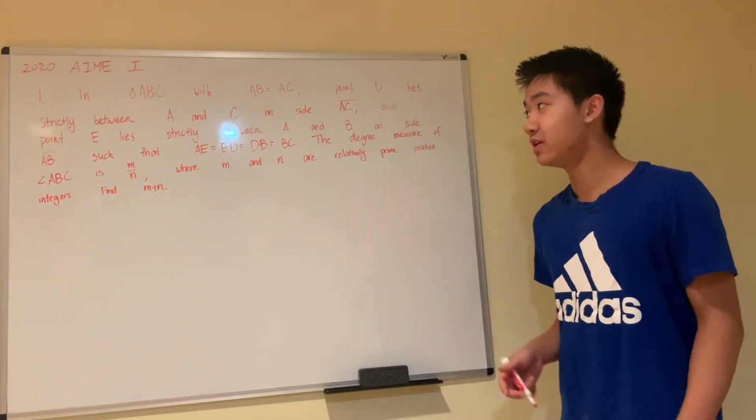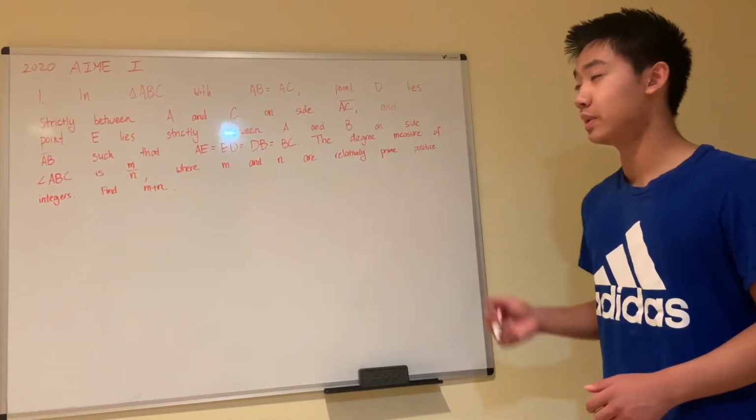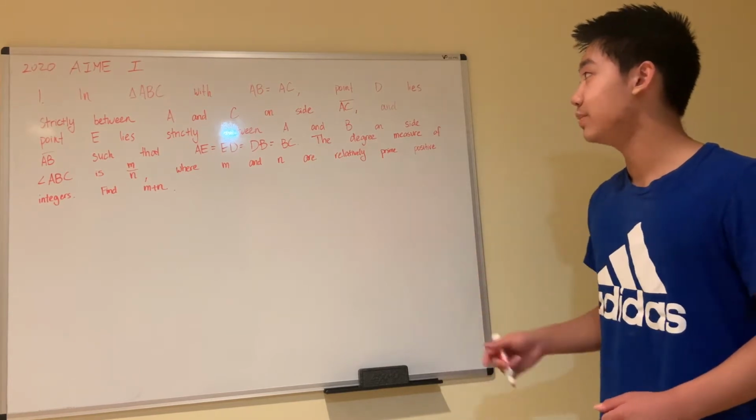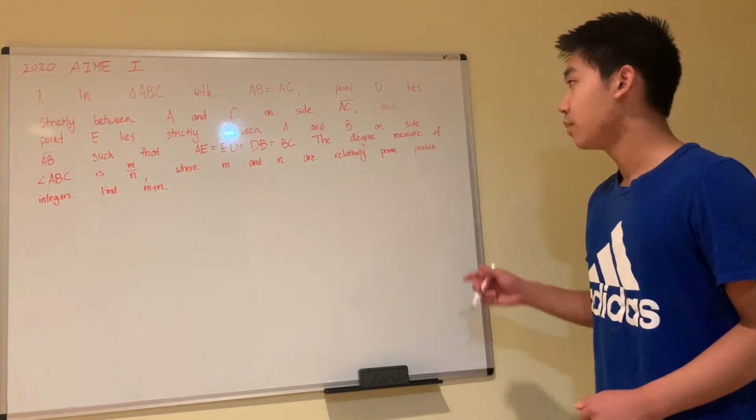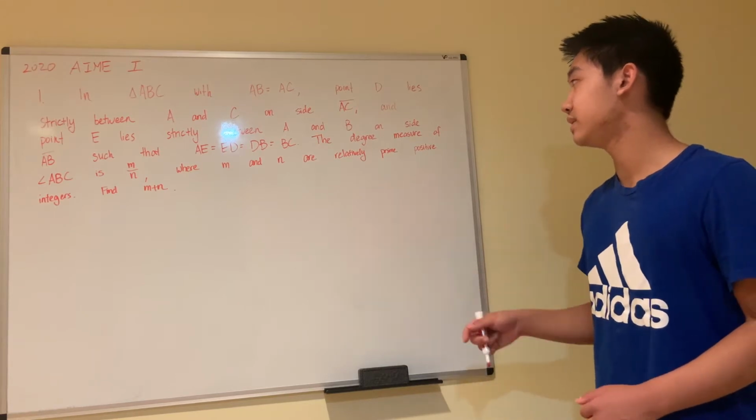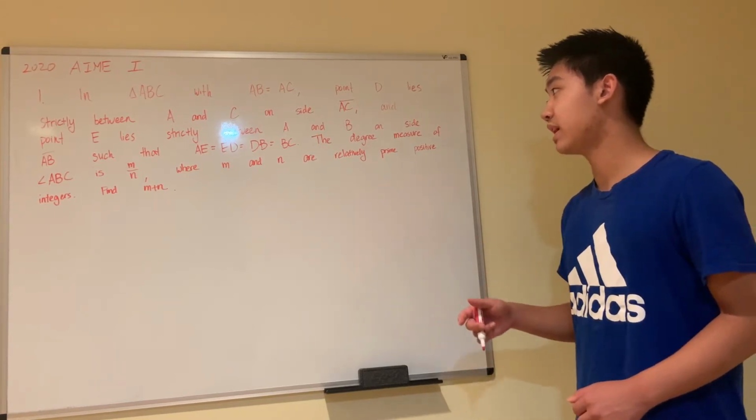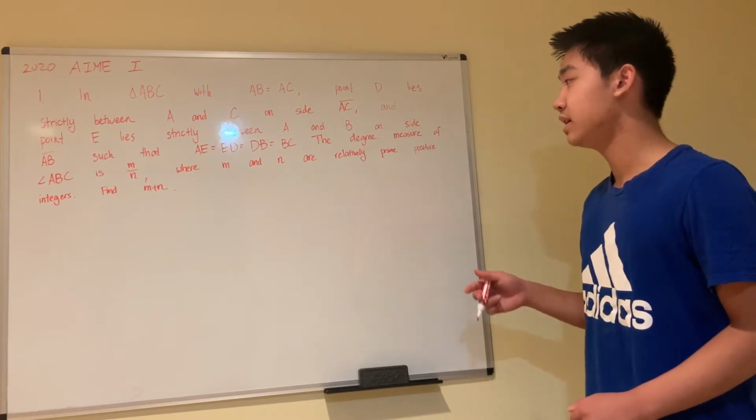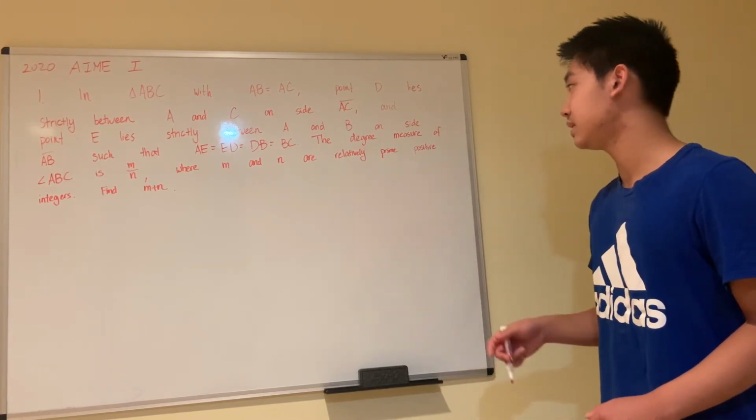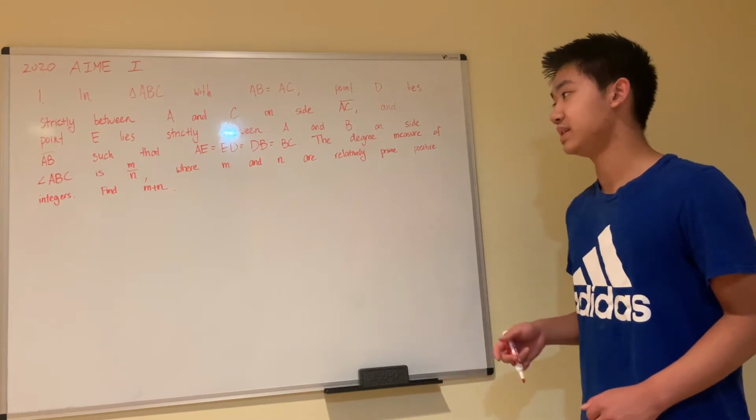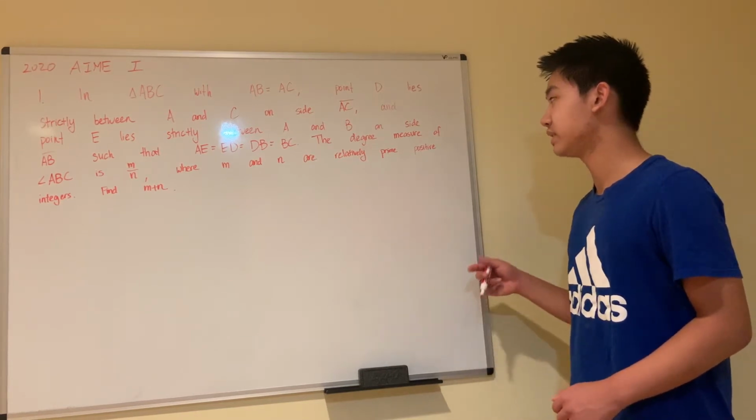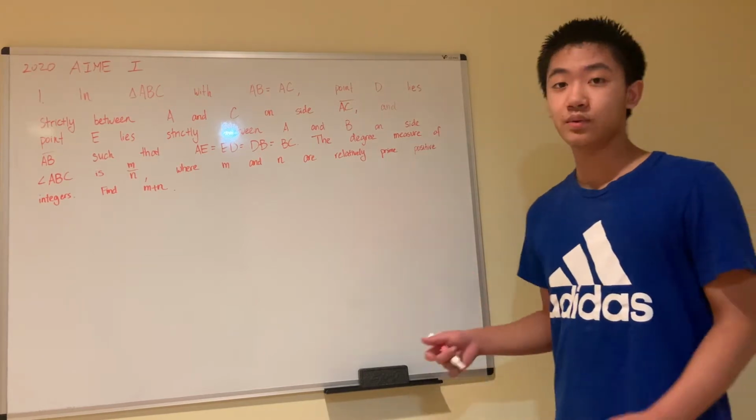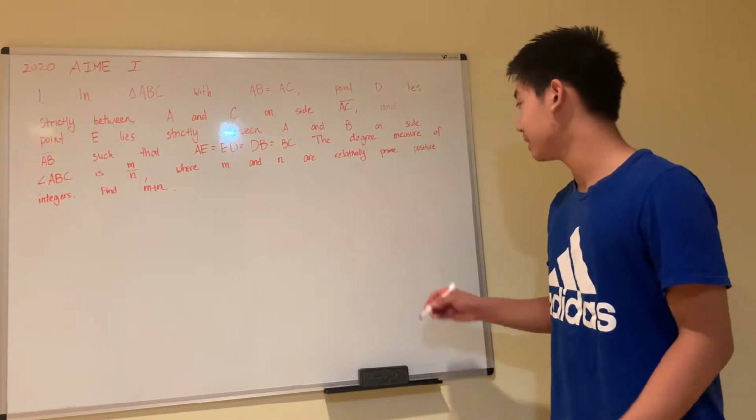Hey guys, in this video I'm going to go over questions 1, 2, and 3 from the 2020 AIME 1. This is question number 1. It says, in triangle ABC with AB equals AC, point D lies strictly between A and C on side AC, and point E lies strictly between A and B on side AB such that AE equals ED equals DB equals BC. The degree measure of angle ABC is m over n, where m and n are relatively prime positive integers. Find m plus n.